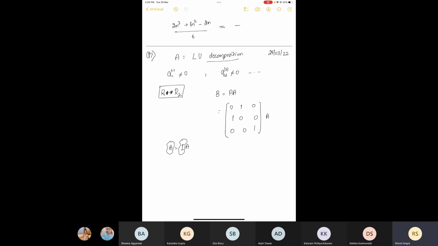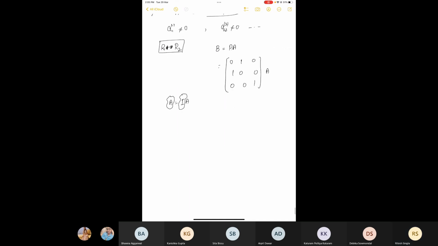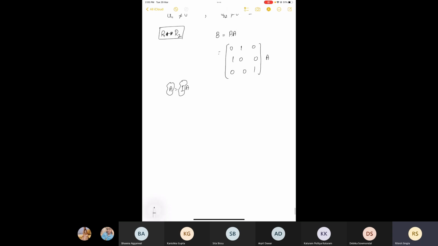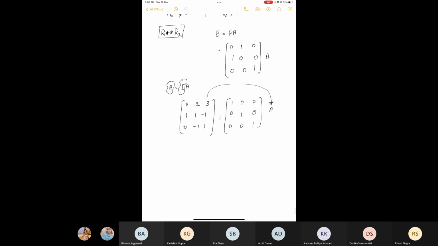That is what you might have done in your 12th standard, when you were solving these types of augmented matrices to find the inverse. So what I'm saying is, you have something of this sort: 0, 2, 3, 1, 1, minus 1, 0, minus 1, 1. It is nothing but equal to identity times this same matrix here.